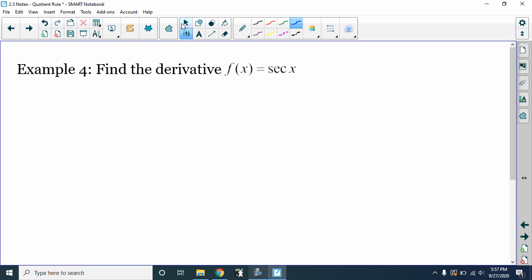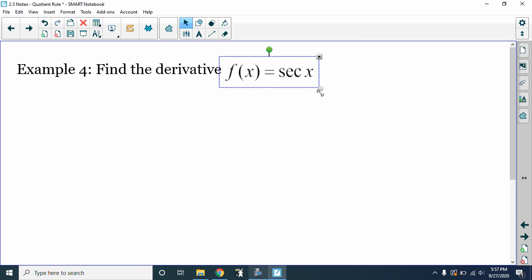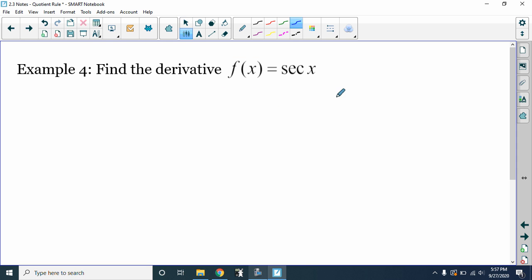And then to find the derivative of secant, tangent, cosecant, cotangent, all the rules are in your book. They're on page 244. You could also write it as 1 over cosine x and then use the quotient rule.